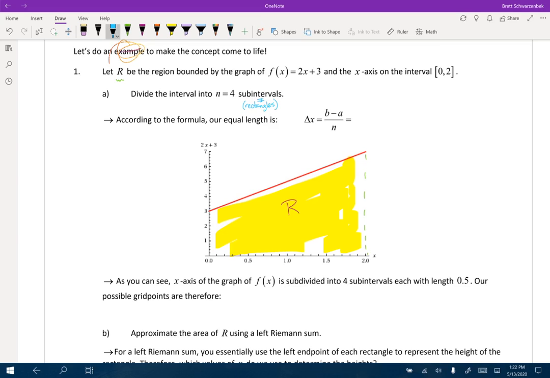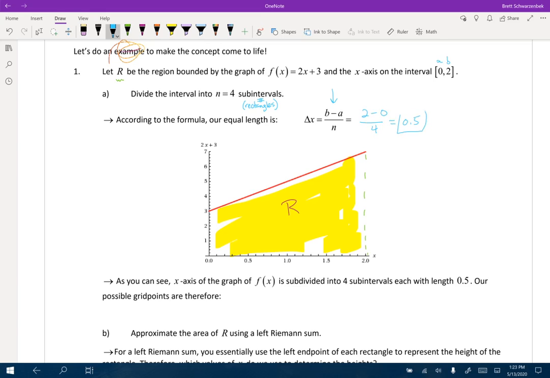Remember this formula? The change of x is equal to b minus a over n. So we need equal length for each one of those rectangles that we end up developing. So what is it going to be? Well, remember a and b right here. So we're going to get 2 minus 0 over 4, which is going to end up being 0.5.